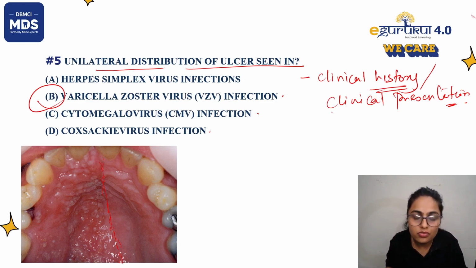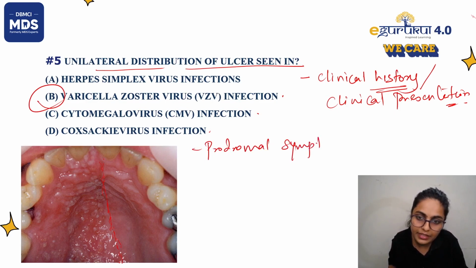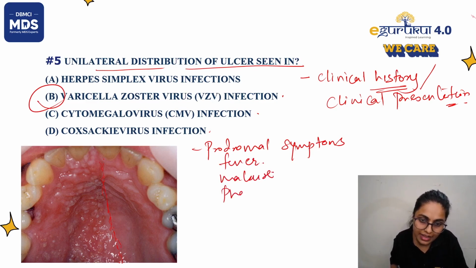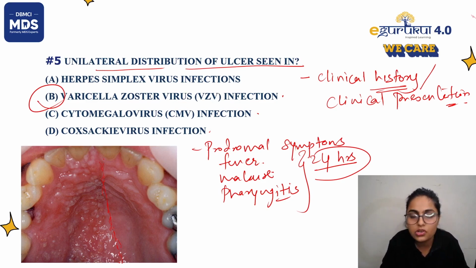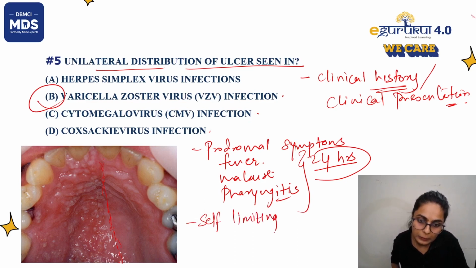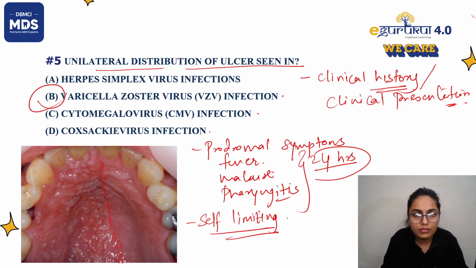The patient will give you a history of fever. Prodromal symptoms will be there, such as fever, malaise, and pharyngitis, 24 hours before the actual lesion appears. So you can ask the history of the patient, observe the clinical presentation of the lesion, and then diagnose the condition. This is a self-limiting condition. You just need to maintain the hydration of the patient and give symptomatic relief.